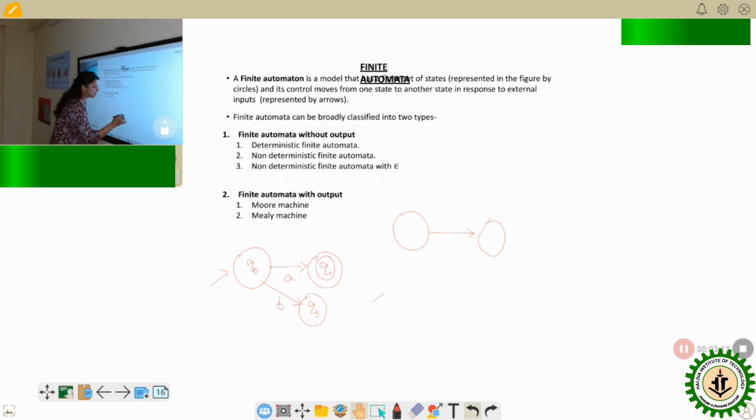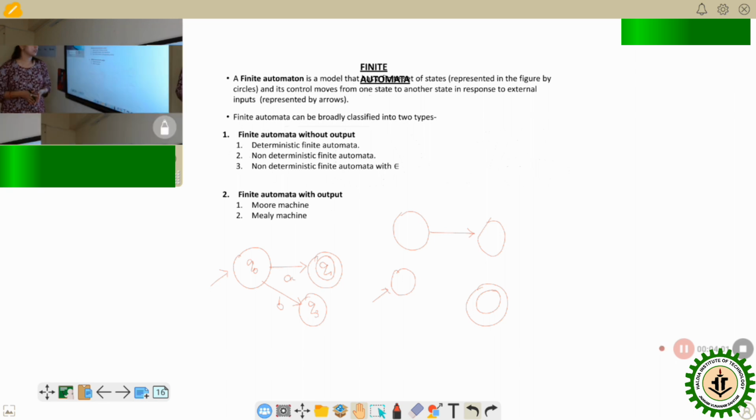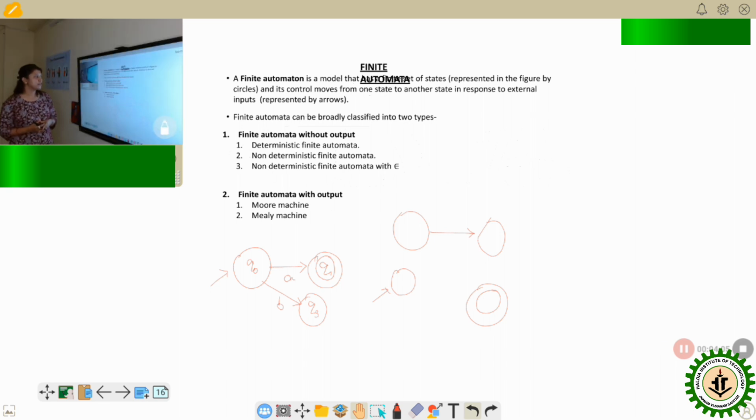When we use a circle with an incoming edge, that is called the initial state. We represent the final state by using a double circle, and we represent a transition using an arrow. Finite automata can be broadly classified into two types: one is finite automata without output, the other is finite automata with output. Today we are going to learn finite automata without output.